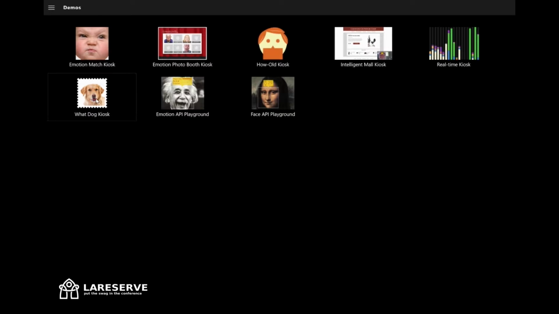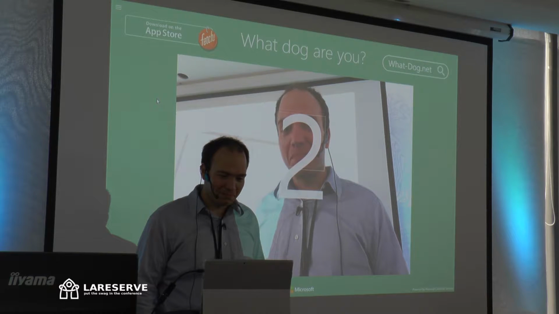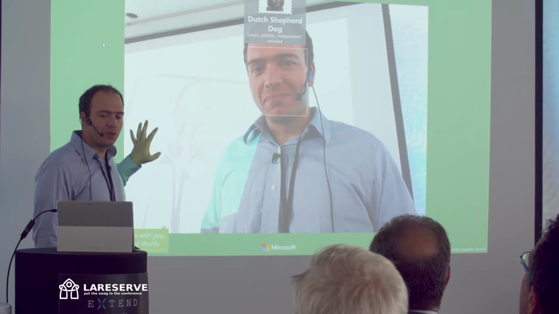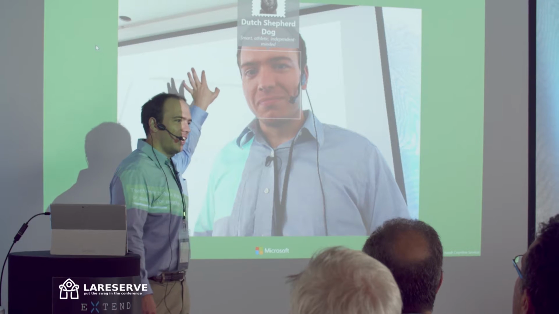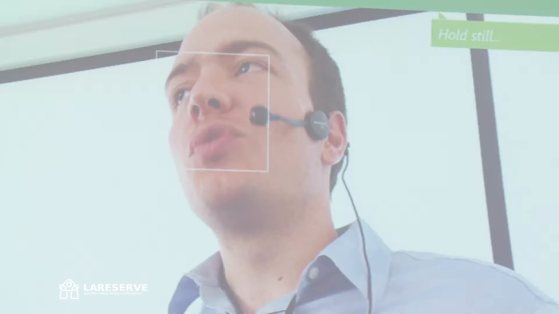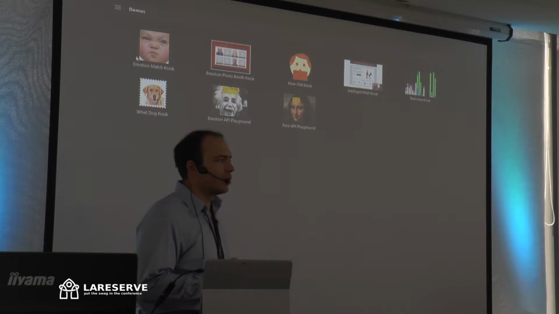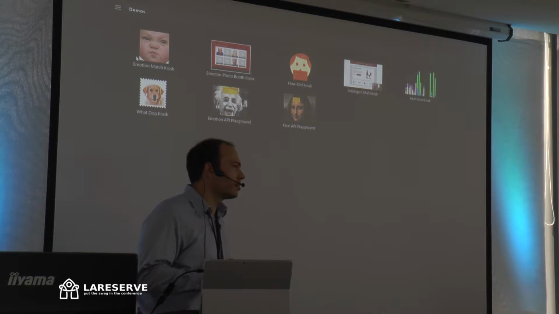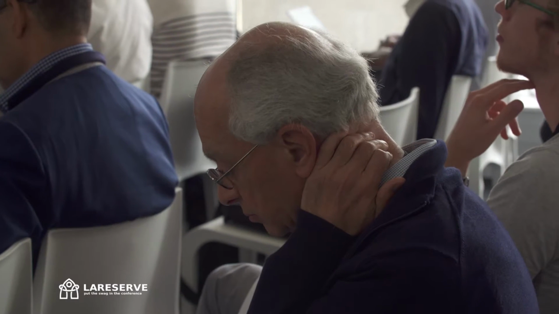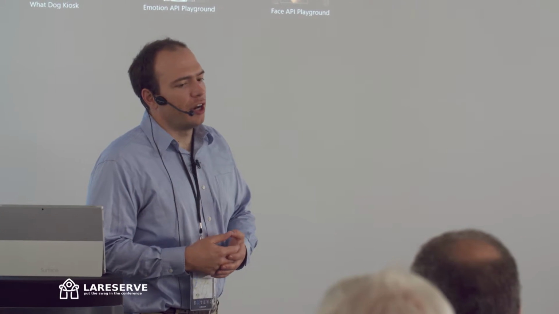There are other things here. I can ask what dog I am, in which case it's doing similar kinds of things, comparing my face against a repository of images of dogs. There are all kinds of goofy things that you can do with these APIs, but the point is just that this can totally change the way that you think about having customers interact with software. It no longer has to be mouse and keyboard. It can be gestures, it can be speech, it can be text.